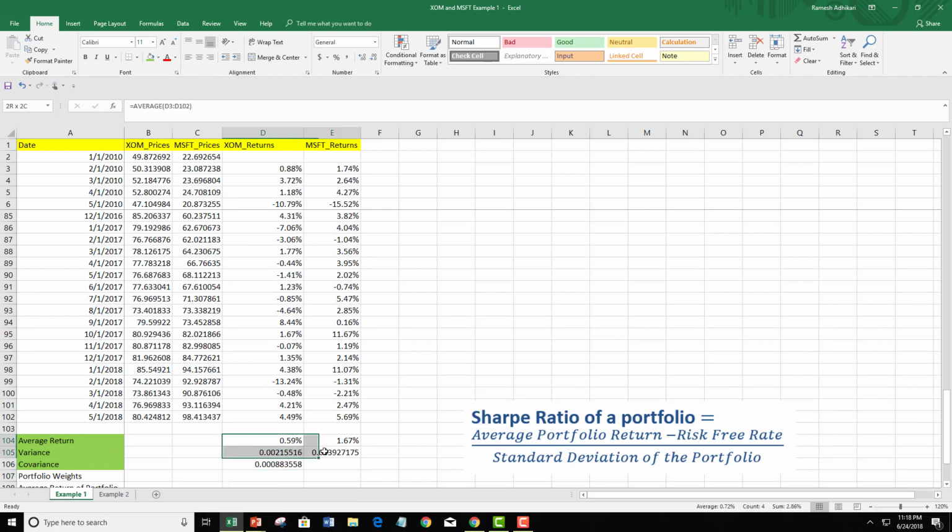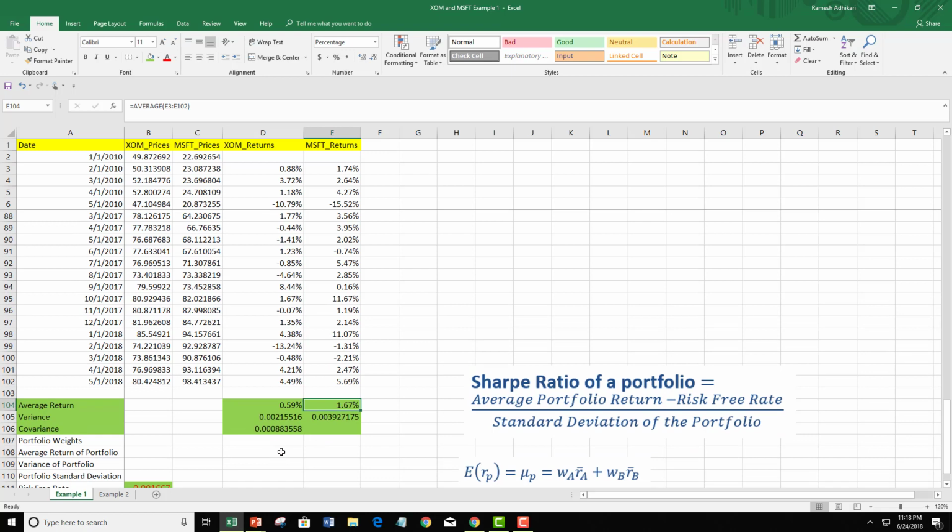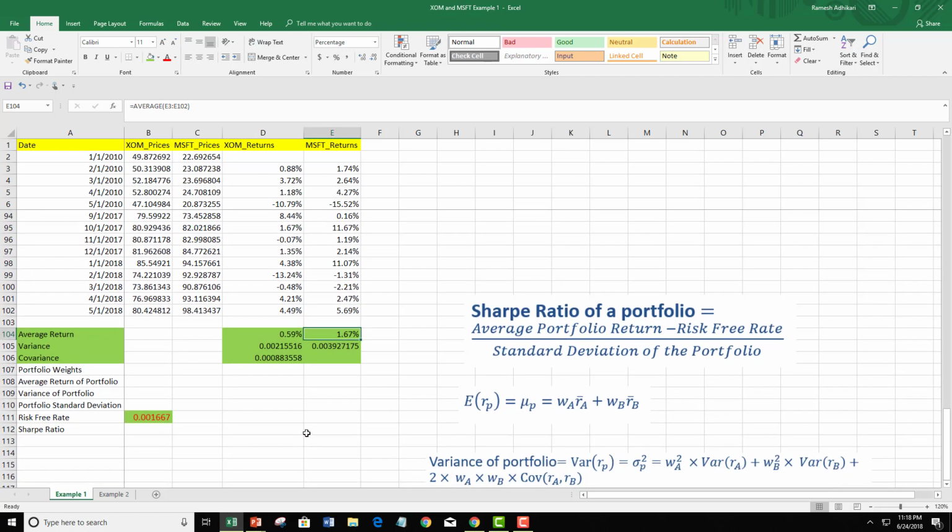So we computed individual stocks' average return, variance, and covariance, right? Now we can move forward to compute portfolio mean, portfolio standard deviation, and Sharpe ratio. But before we get there, we need the portfolio weights, right? How much money is being spent on each stock, meaning how much money is being invested in each stock.